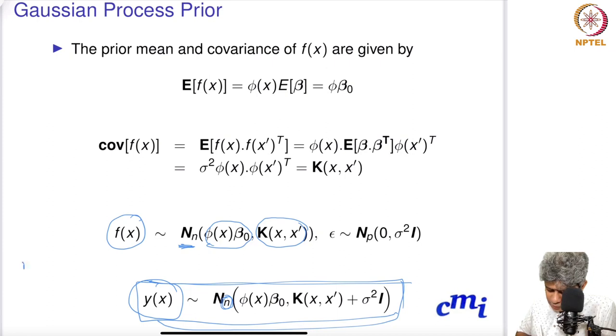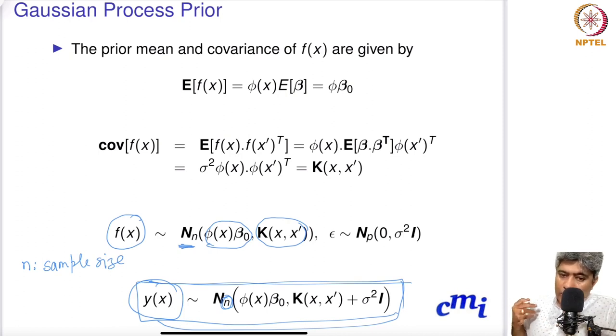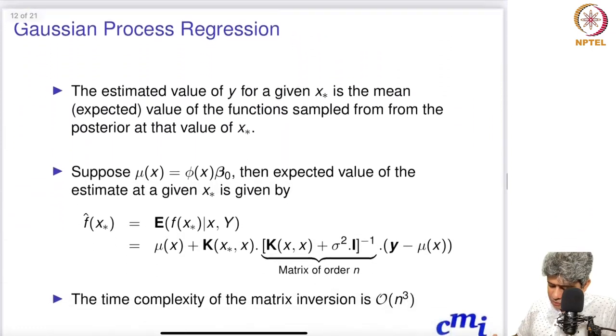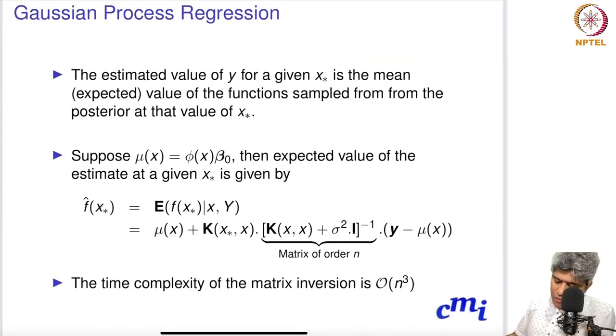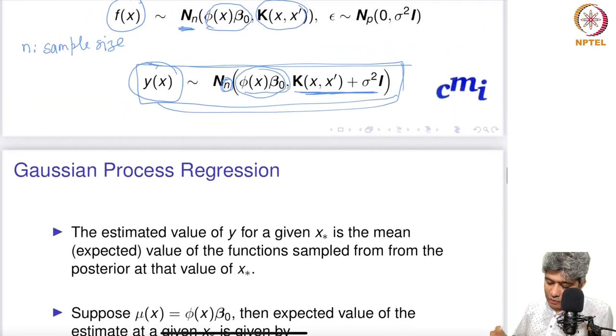N is the sample size, small n is the sample size. So small n is the sample size, and y given x is going to be coming from a multivariate normal of dimension sample size, with mean as phi x of beta naught and covariance K x x transpose plus sigma square I. So this is an interesting thing. So this is my likelihood function.